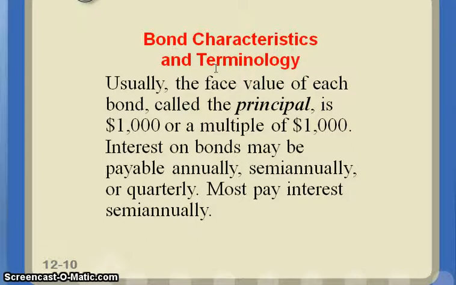It's also going to be stated on the bond some sort of interest rate. And usually, if there's not, there's something called discounting that we have to do, but let's not worry about that just yet.